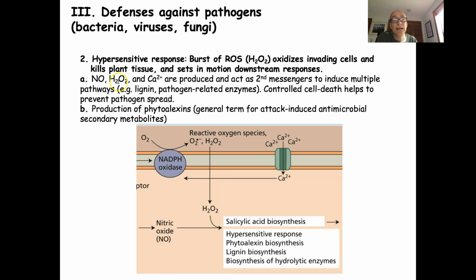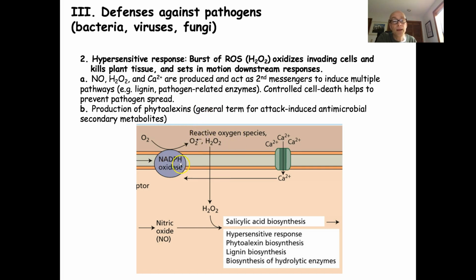H2O2. But H2O2, as well as other signaling molecules, nitric oxide, for example, and calcium, can also be produced and act as a second messenger. So this H2O2, when it has this reactive oxygen burst, will try to kill invading bacteria as long as they're still on the outside or just coming into the leaf.